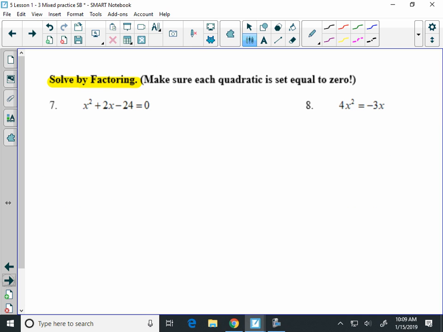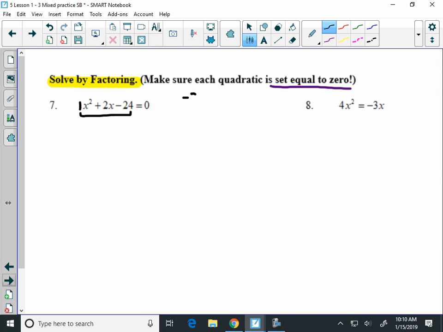All right, the next section is solve by factoring review. We'll just do a couple here as well. Remember, when you solve by factoring, you have to make sure that your quadratic is set equal to 0, which we do have in number 7. Number 7 is a trinomial. We look, there is no GCF, so I go ahead and multiply the leading coefficient by the constant.